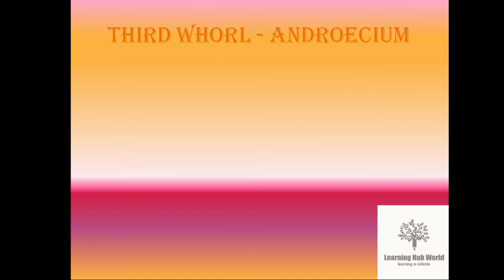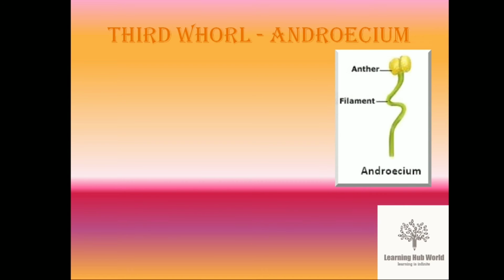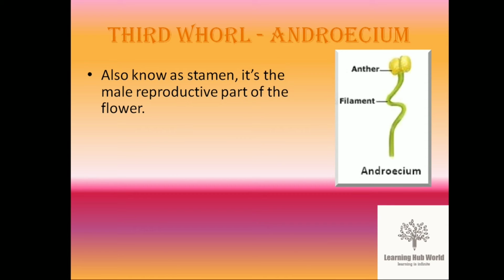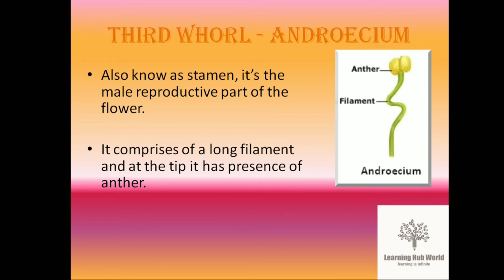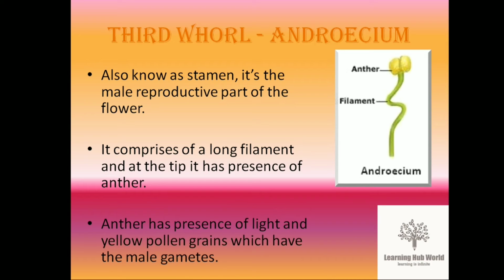The third whorl of the flower, from the outside to the inside, is the androecium. The androecium is actually the male reproductive part of the flower, and it is also known as the stamen. It comprises of a long filament, and at the tip there is the presence of anther. This anther is a lobed structure which has the presence of pollen grains. And these pollen grains carry the male gametes.